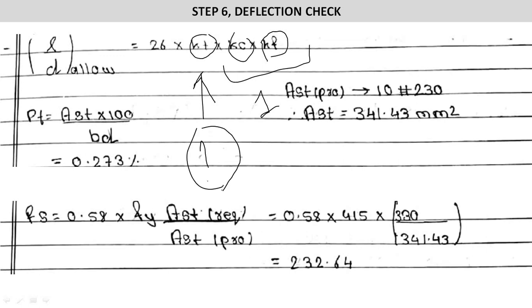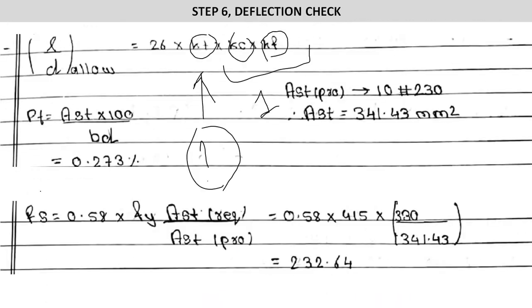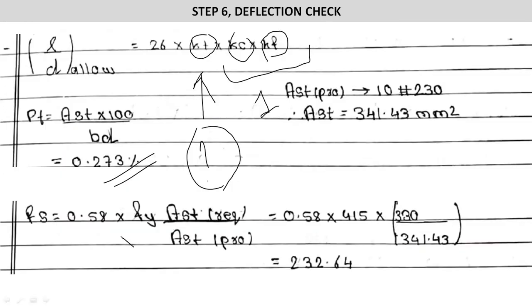For calculating the value of Kt, we have to first find the percentage of steel. We have already calculated the percentage of steel in the shear check step, so we'll use the value 0.273. Now moving on to page number 38 of IS 456, Figure 4. On page 38 you will have the formula of Fs. By using this formula you have to find the value of Fs.